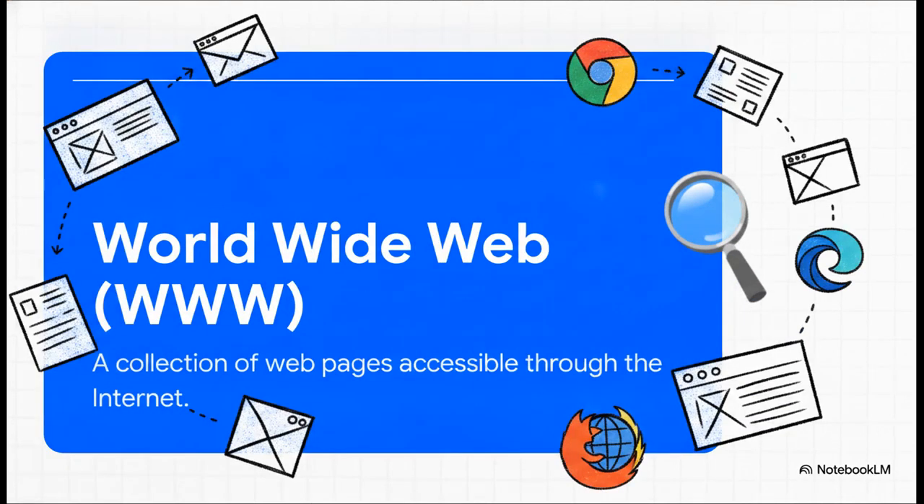Now, we have to contrast that physical infrastructure with the World Wide Web, or the WWW. The web is just a collection of web pages and websites that can be accessed through the internet using a web browser like Chrome, Firefox, or Edge. The web is simply the collection of pages and information you are looking at. It is absolutely not the cables or the physical network itself.